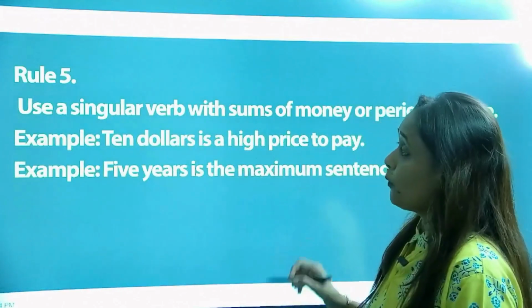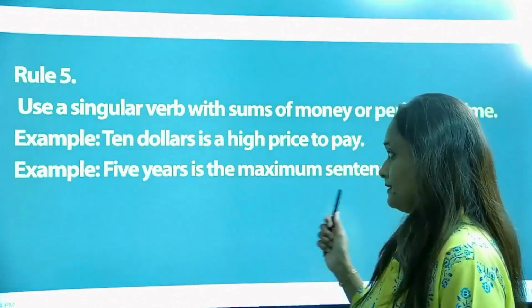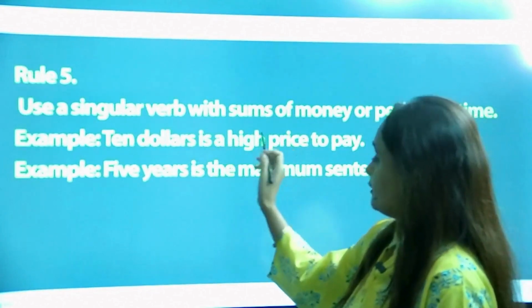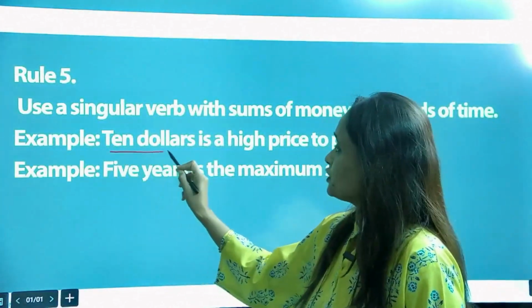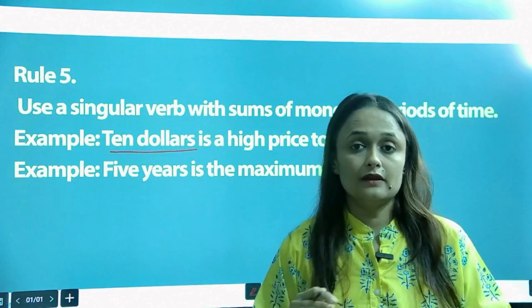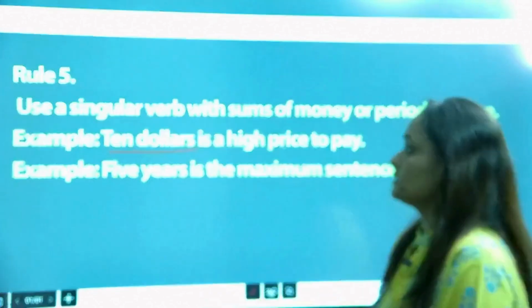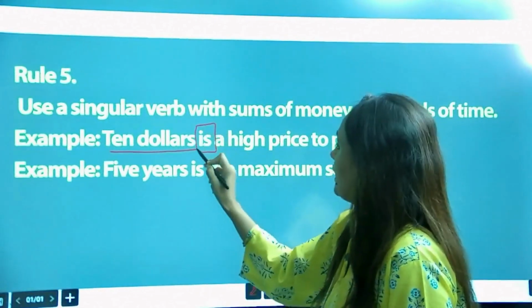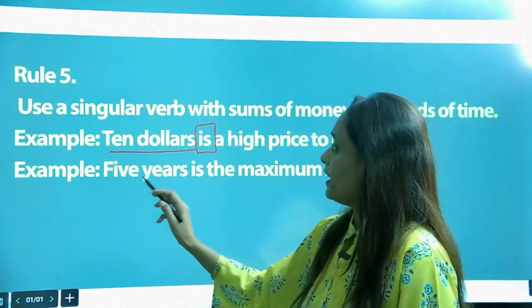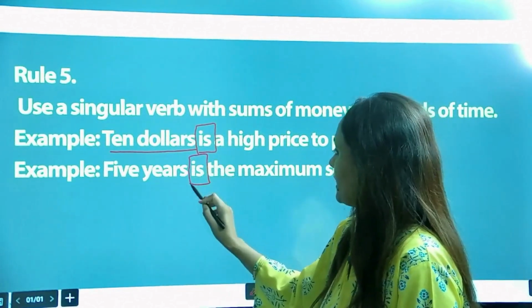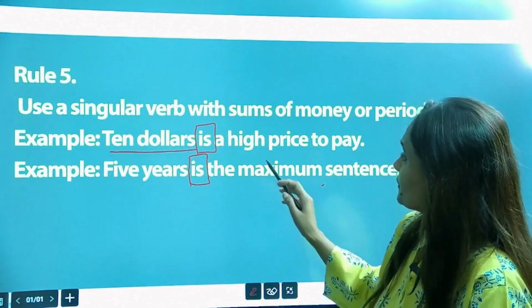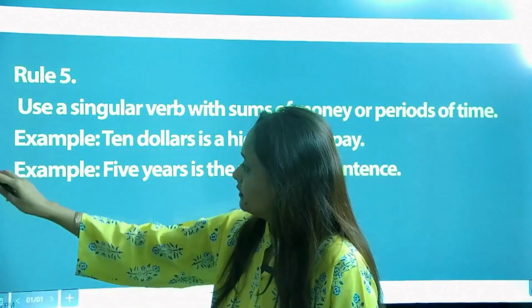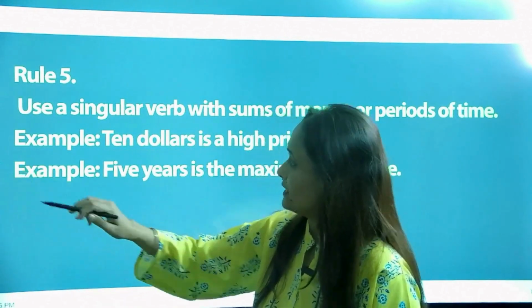Now, what does rule 5 say? Use a singular verb with a sum of money or a period of time. For example, $10. So consider it as a whole. $10 is a high price to pay. 5 years is the maximum sentence. Okay. Here they are talking about that sentence, right?